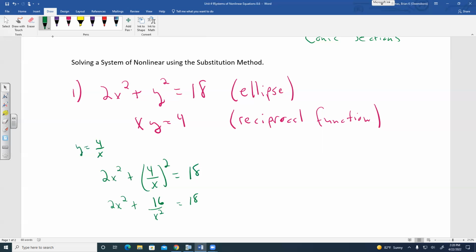Now, again, to solve equations, we don't like to have fractions, so we can multiply by the common denominator, which is actually going to be an x squared. And what I can do is multiply each side by this x squared.